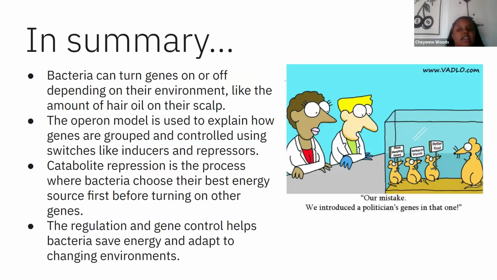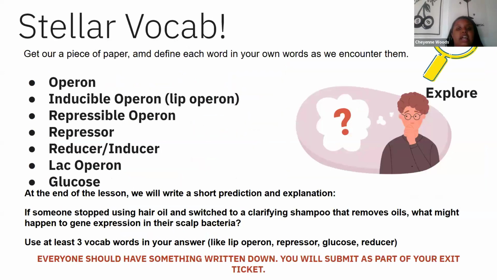And this funny little comic that I found online, it says, our mistake, we've introduced politicians' genes in that one. So it's like the rats are protesting because they've introduced a different type of gene inside.